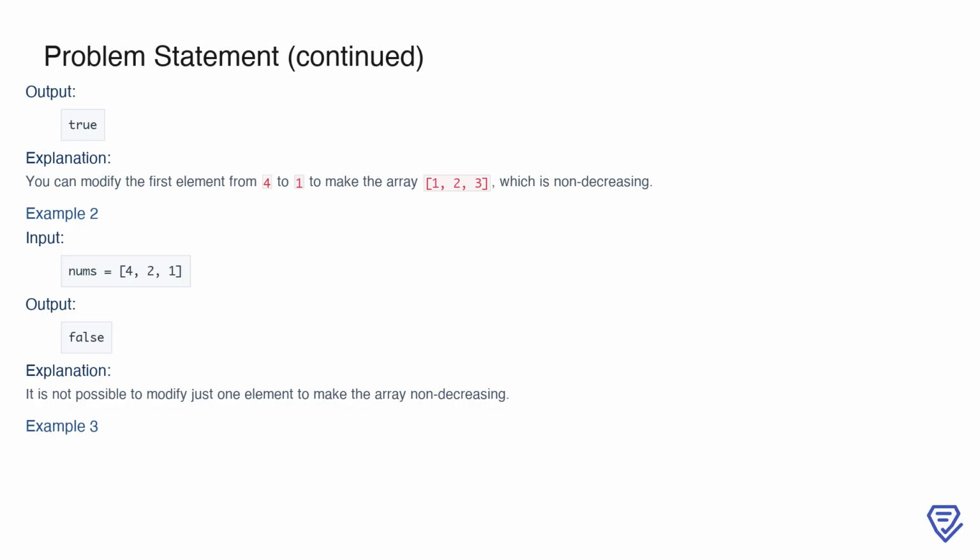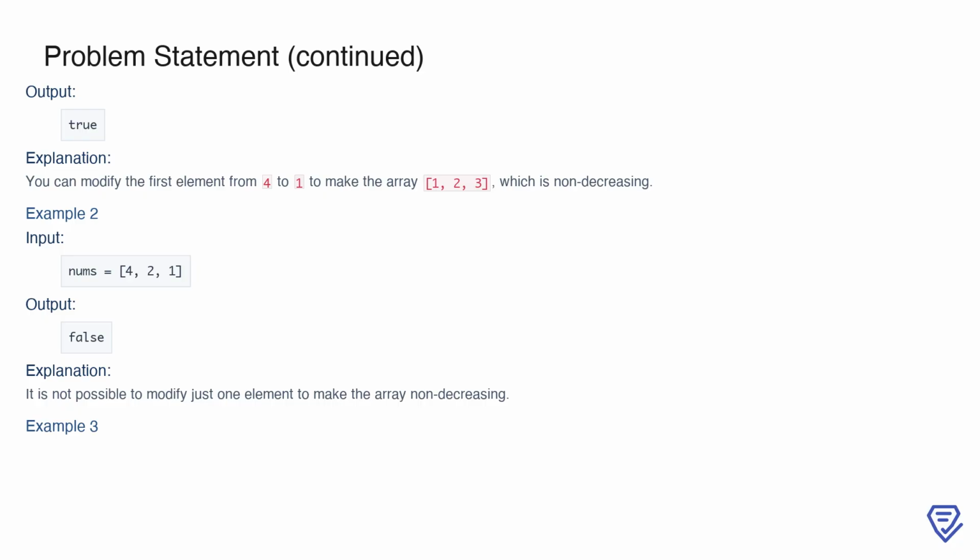In the first example, we have nums equals [4, 2, 3]. The output here is true. Why? Because we can modify the first element, changing it from 4 to 1. This gives us the array [1, 2, 3], which is non-decreasing since each element is greater than or equal to the previous one. On the other hand, consider the second example, where nums equals [4, 2, 1].